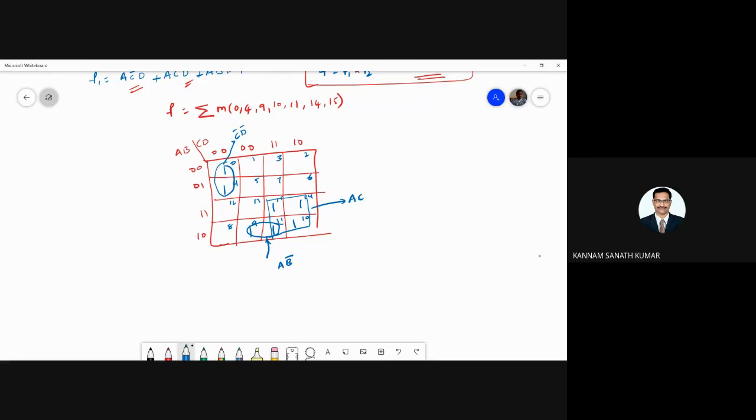A B bar, so this is one. Okay, so D is common. A B bar D. So that means my function, I will get f equal to A B bar D plus C bar D bar plus AC. This is the function. Is it okay?